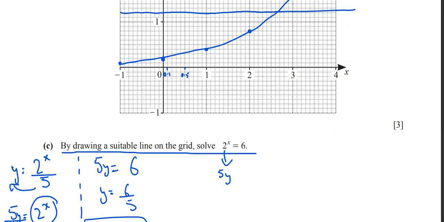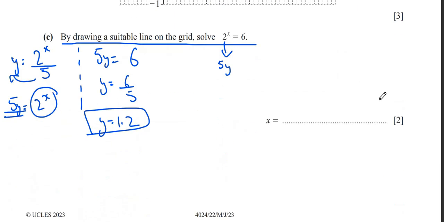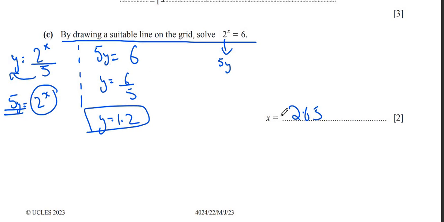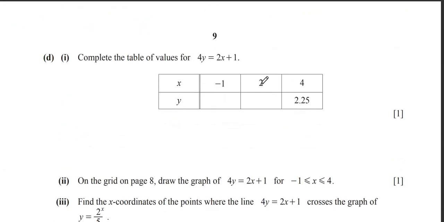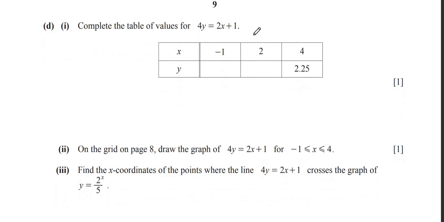So if you look at it, it's 2.5, 2.6, it's between, for my graph, it's 2.65 something. They have a range of answers, all of them acceptable. So any answer between 2.5 to 2.7 will be acceptable. Now it says complete the table for the values.